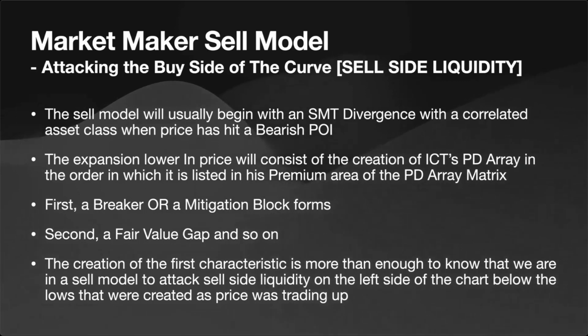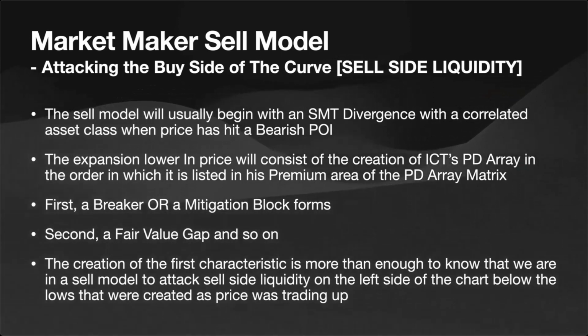The expansion lower in price will consist of the creation of ICT's PD arrays in the order in which it is listed in its premium area of the PD array matrix. So basically the discounted one reversed: bearish breaker, bearish mitigation block, fair value gap, equity void, and so on. First a breaker or a mitigation block forms, and second a fair value gap, and so on.